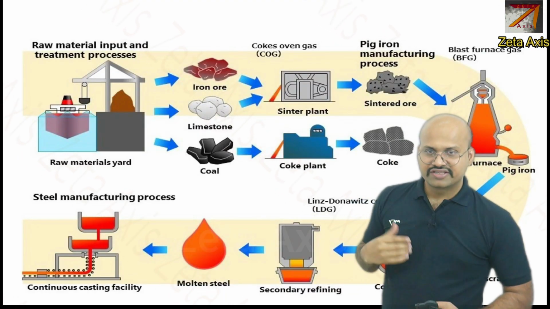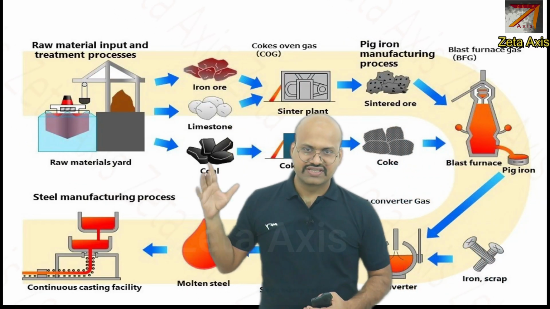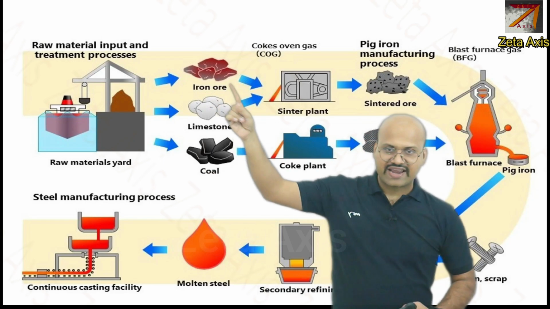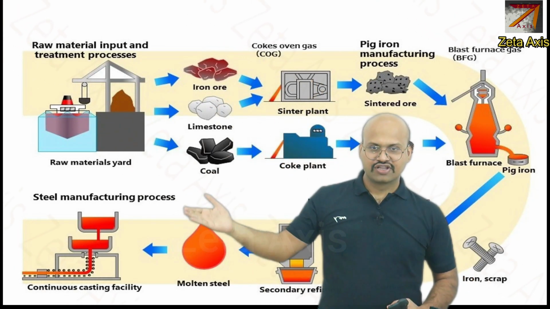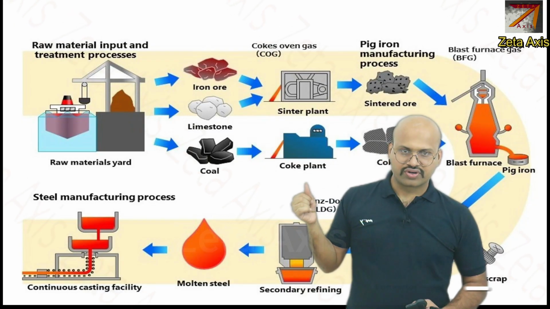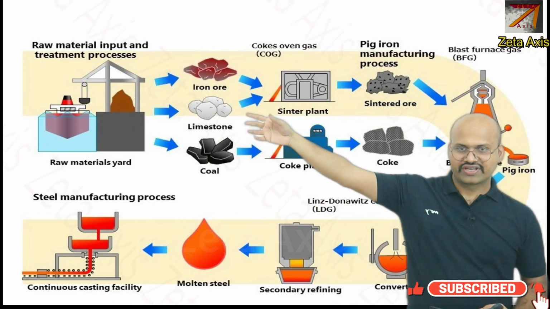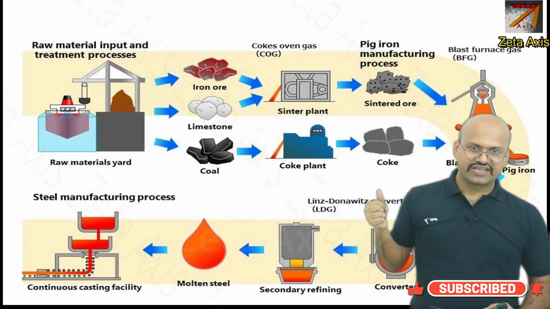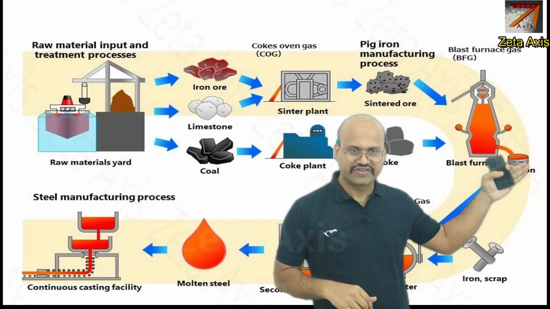Here is this process in detail. We can see that iron ore, limestone and coal are used. These are the basic inputs. The iron ore and limestone are put together in a sinter plant. They are broken down into smaller parts. The coal is converted to coke in this coke plant. The output we can see is sintered ore, that is, they are broken into very small parts and mixed, and here is the coke. And then we put it into the blast furnace. We heat the blast furnace, we get pig iron.